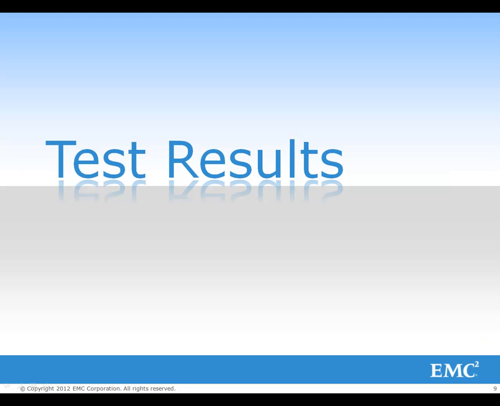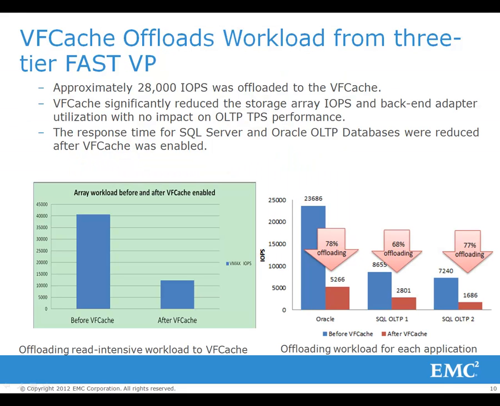Test results. In this 3-tier FastVP configuration, the IOPS at VMAX 40K front-end adapter reduced from 40,000 to 12,000. About 28,000 IOPS was offloaded by VFCache. VFCache significantly reduced OLTP database response time, the storage array IOPS, and backend adapter utilization, with no impact on OLTP TPS performance. The array was freed up for additional I/O requests.